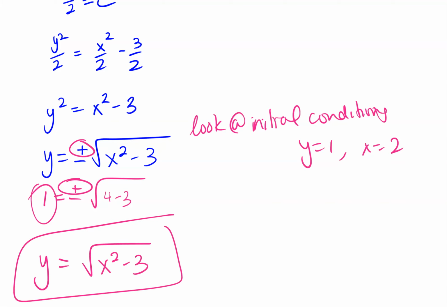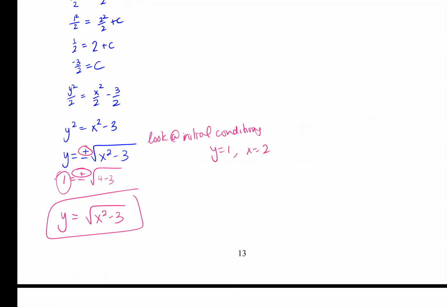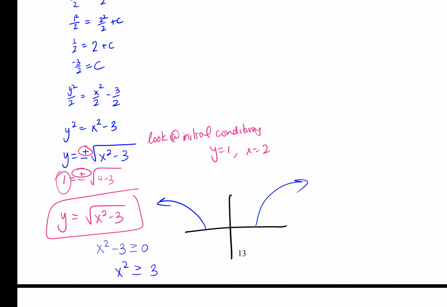Okay, so we've separated and we have y, but now I need to talk about the domain. If you put this into your calculator, this is what the equation looks like. But if you didn't know, whatever is under a square root has to be greater than or equal to 0. So x squared minus 3 has to be greater than or equal to 0 because you can't have a negative under a square root. So x squared is greater than or equal to 3.